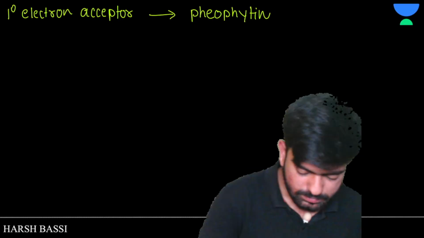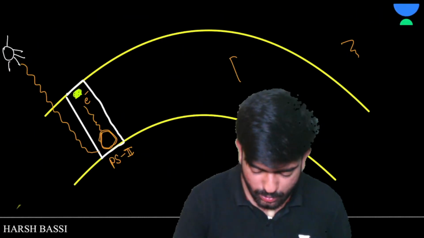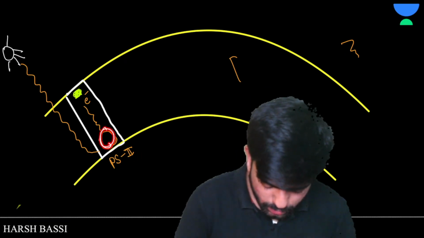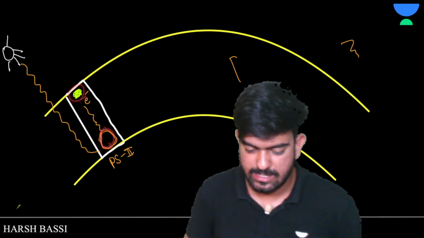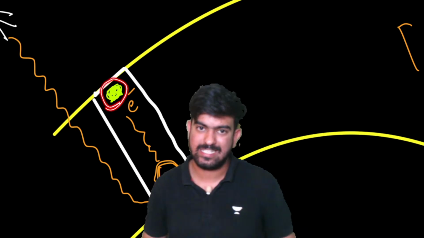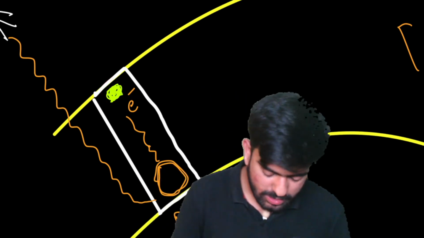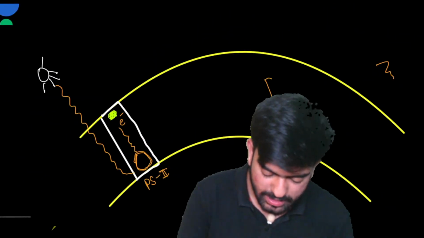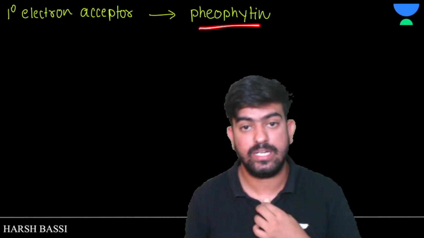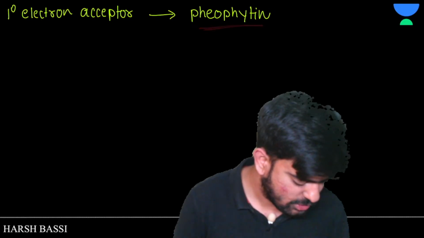Clear. So the electron is going to go where? The electron is going from the photosystem to the primary electron acceptor. And the name for this primary electron acceptor is pheophytene. Clear to everyone? Yes or no?